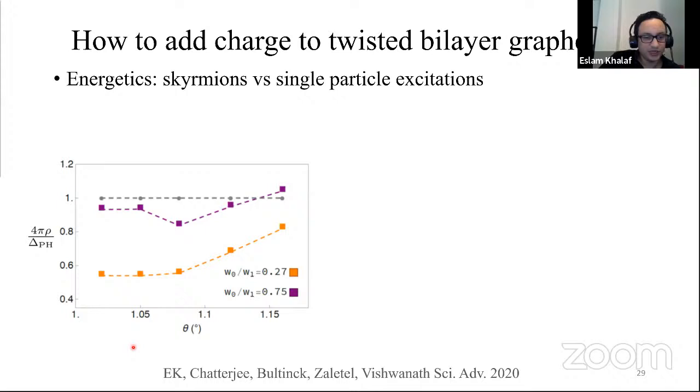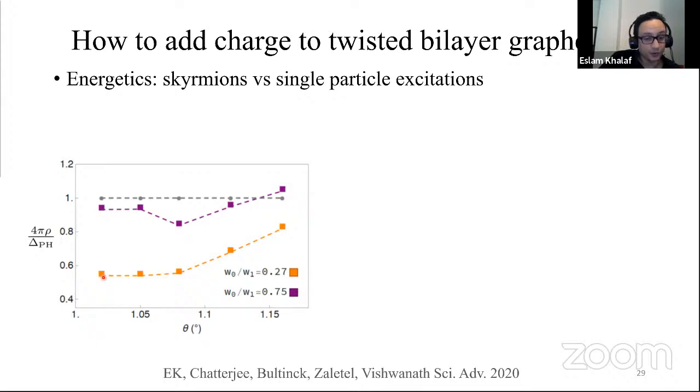So here I'm computing the ratio of the skyrmion energy versus the single particle energy. And this is a function of the twist angle. If we're close to the chiral limit, then this ratio is very close to 1/2, which is the value we get in quantum Hall systems.